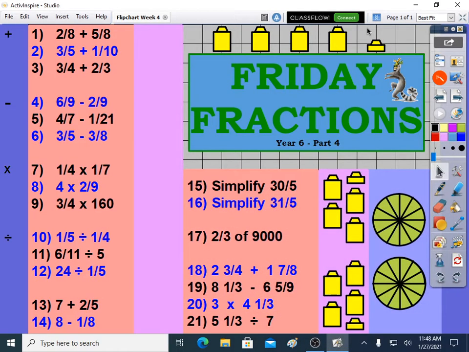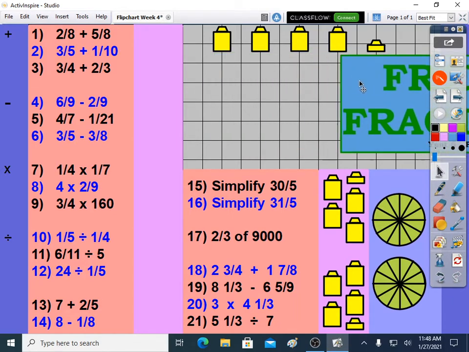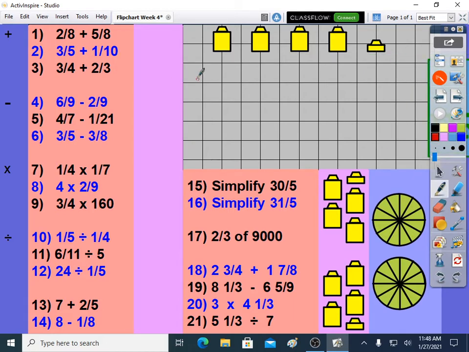Welcome to Friday Fractions Part 4. By now you know what you're doing on this, don't you? So we'll just get started straight away. Friday Fractions Part 4. Question 1.